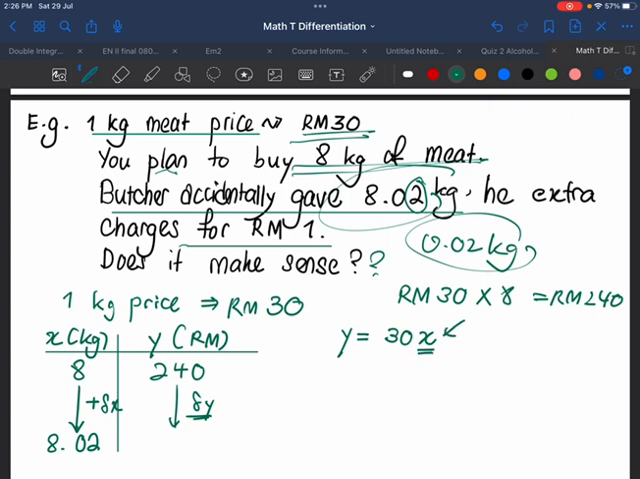Since x represents kg, right? So now it's 30x. x is the variable. Now x is 8 in this case, but however we are differentiating with respect to x first, so now we differentiate the y, we will get 30, right? We will get 30.